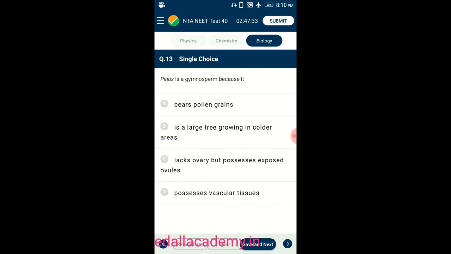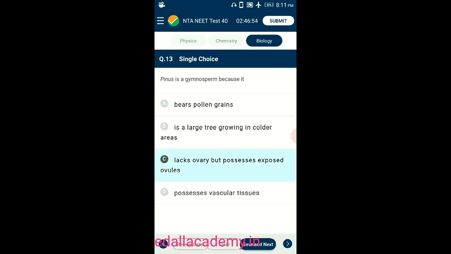Question 13. Pinus is a gymnosperm because the word gymnosperm is derived from Greek words gymno meaning naked and sperma meaning seed. Thus gymnosperms are naked seed bearing plants in which seeds are not present inside fruits, as gymnosperms are non-flowering plants in which ovules are borne directly on megasporophyll. Thus ovules remain exposed before and after fertilization. So the answer for this question is option C.